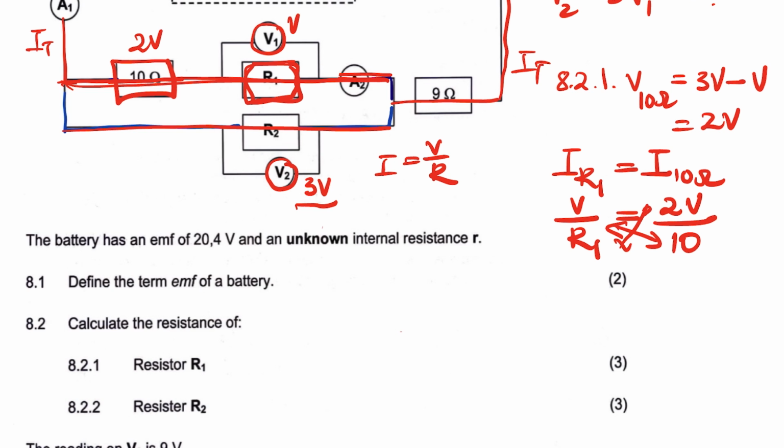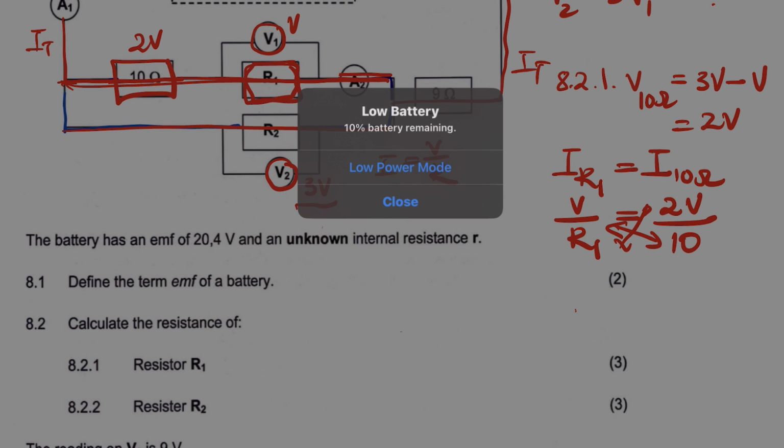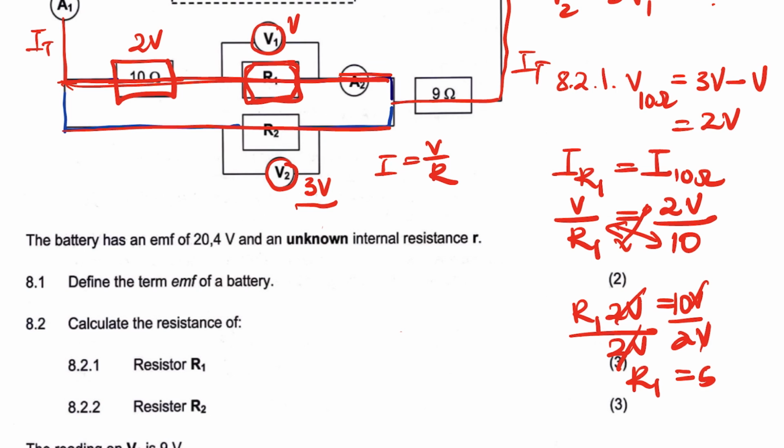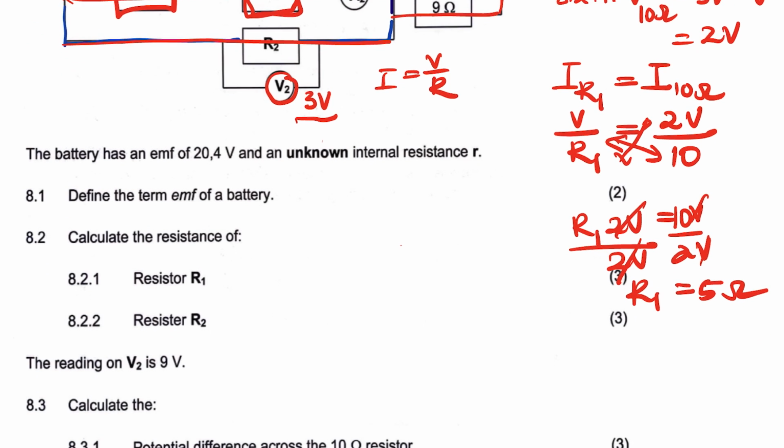Cross multiplying, we have R1 times 2V is equal to V times 10, which is 10V. Then we divide by 2V, and the V and V cancel. R1 is going to be 5. 5 what? 5 ohms. So the resistance there is 5 ohms. I hope that makes sense, right?